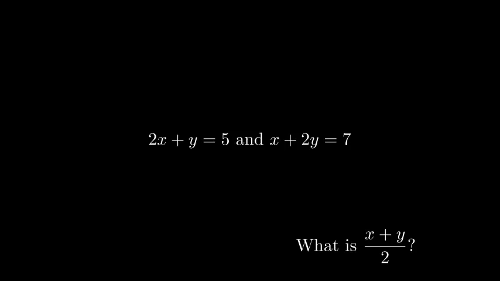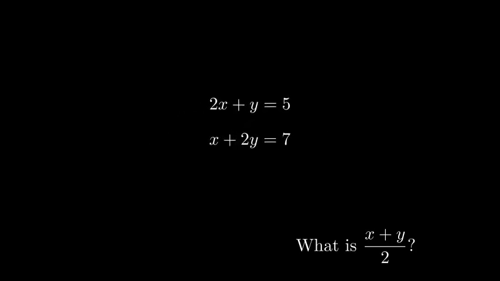So instead of isolating for x or y, let's try to create an equation that has as many x's as y's. And here, conveniently, if we just add the two equations together, we get 3x plus 3y is equal to 12. Dividing by 3 gives us that x plus y is equal to 4. So (x plus y) over 2 is equal to 2.